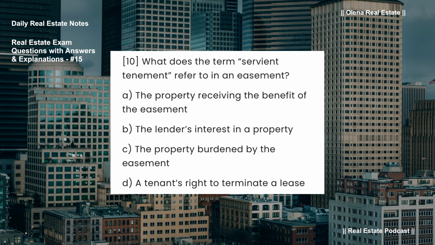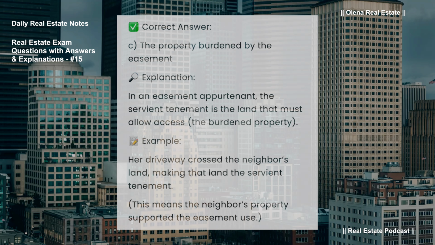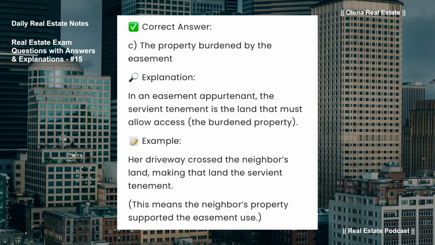What does the term servient tenement refer to in an easement? A. The property receiving the benefit of the easement. B. The lender's interest in a property. C. The property burdened by the easement. D. A tenant's right to terminate a lease. Correct answer, C. The property burdened by the easement.